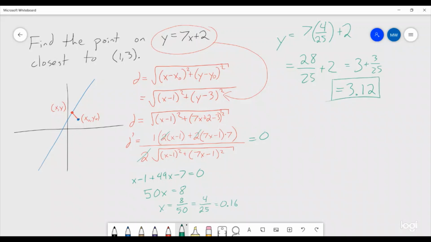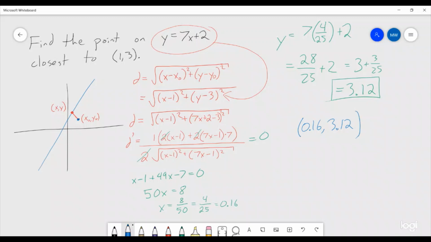And there we go. So our point is going to be, let's do it in decimals, (0.16, 3.12). That is the point closest to the point (1, 3).